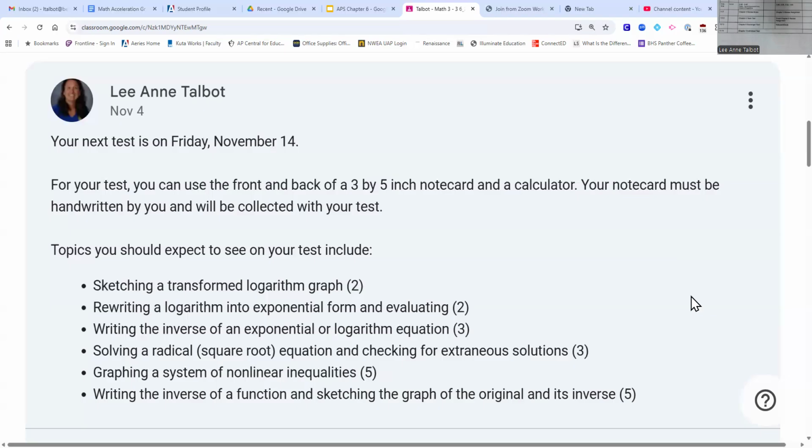Okay, and then writing the inverse of a function, sketching the graph of the original and its inverse. So steps, table, flip the table, sketch the two, y equals x symmetry. You know all that stuff. All right, so you have the rest of the period to work on your review assignment.